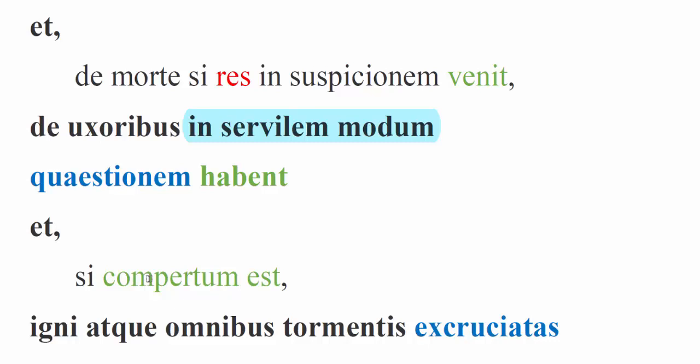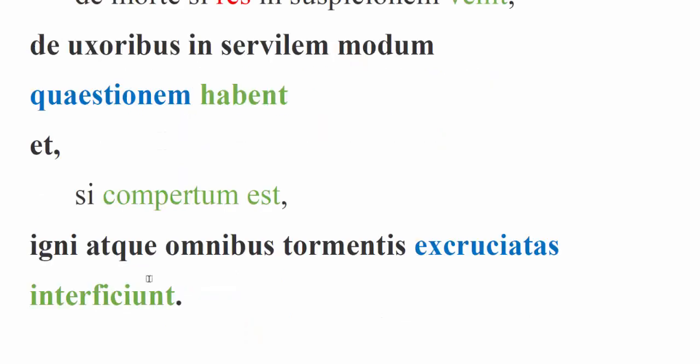So it's not entirely clear how you read it. Literally, it just means in the manner of a slave. So you can just leave it at that. You don't need to read anything into it necessarily for translation purposes, in the manner of a slave.